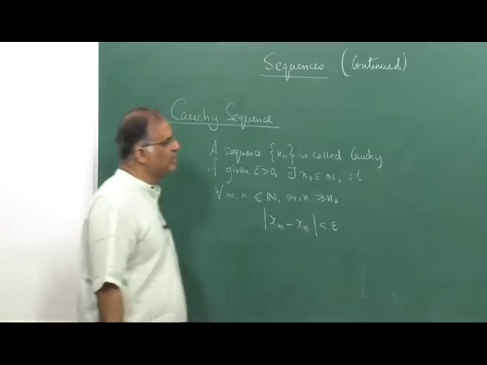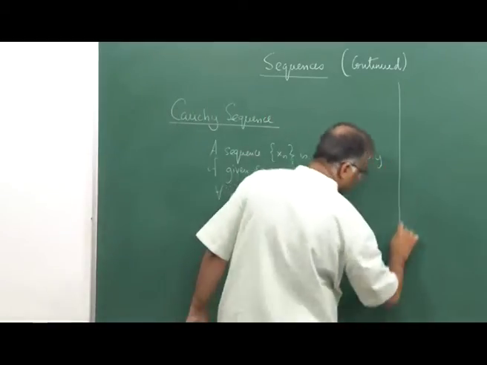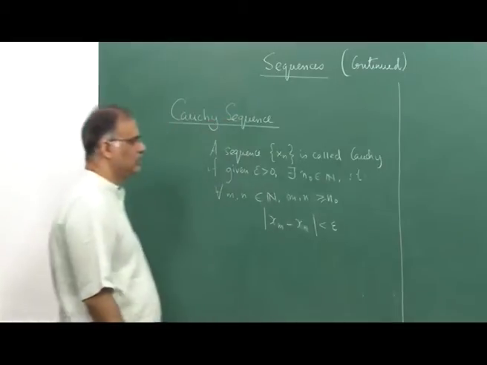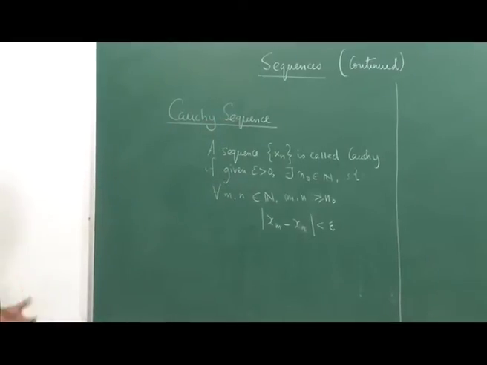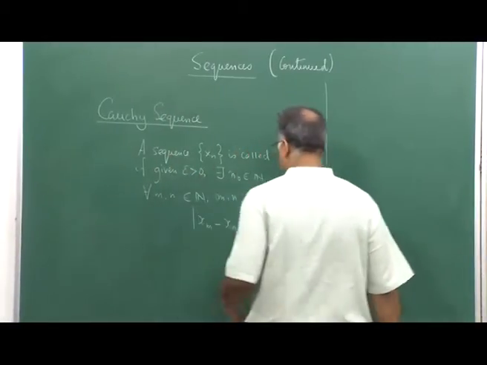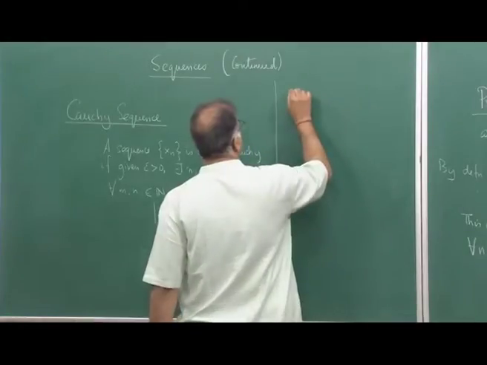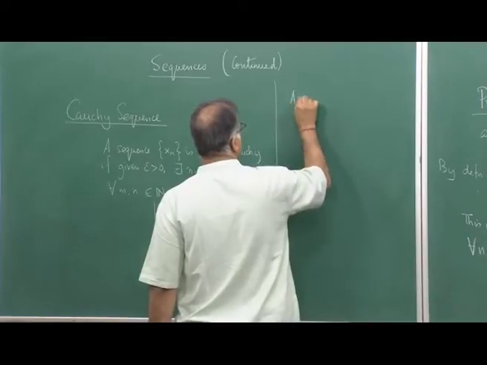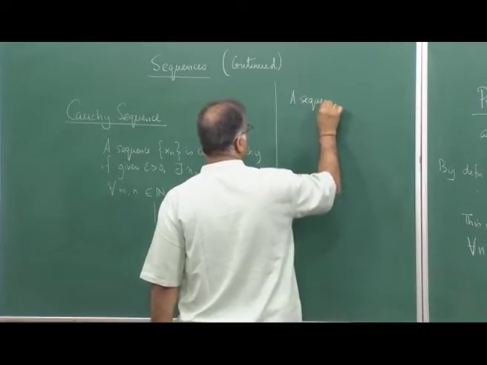So, one of the major results of real analysis, or when you are just looking at one variable functions, or just numerical sequences, is the following: a sequence xn converges if and only if it is Cauchy.